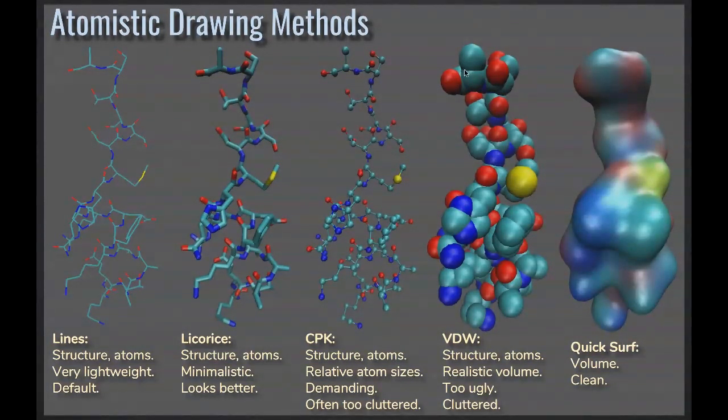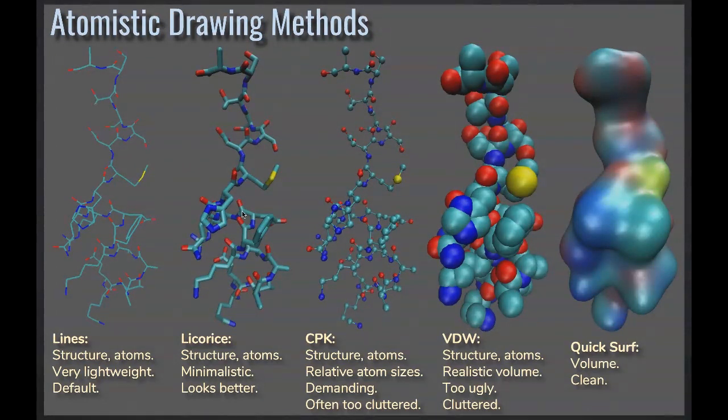So on the left, we have a lines representation. So in this case, bonds are represented by thin lines, and atoms are just colors. Each bond is colored, half goes to one atom, half to another one. This is the default representation for VMD. The benefit is it's very lightweight. So if you by accident load a huge molecule, it will not tax VMD too much, but it's not very useful. So usually you want to switch from that to something else rather quickly.